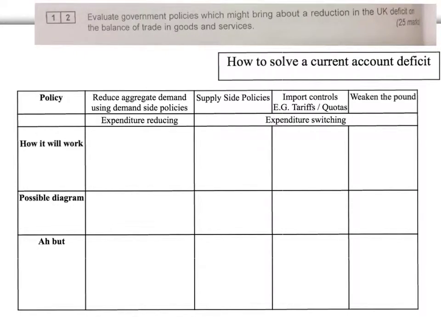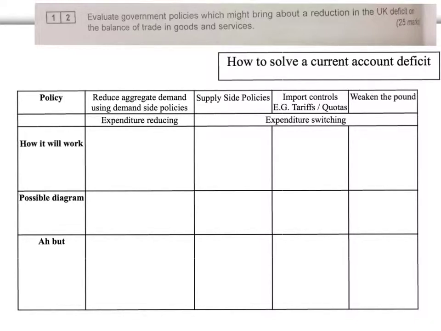Right, here we go. I promised you a video, and I've picked this one because this question, I've seen it like 3 or 4 times, and they love it. And in my opinion, if you can do this question well, it's going to be worth so many marks, so it's really worth it. Right, the question is asking, what's the best way to reduce a UK deficit on their current account?